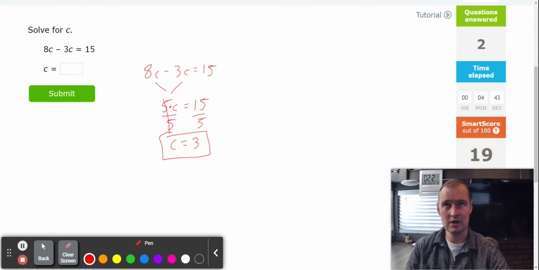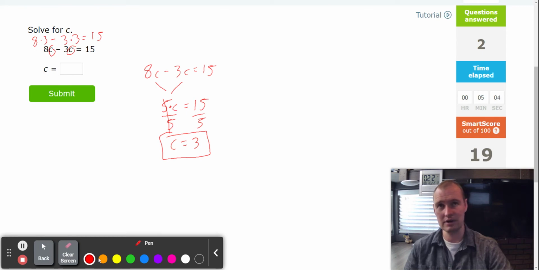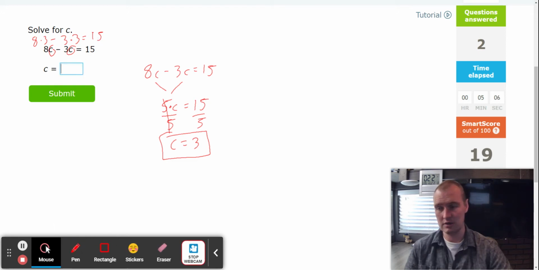Once again, we could check it. We could do 8 times 3, subtract 3 times 3 equals 15. Where do these extra 3's come from? Everywhere I see a c, I'm going to call that 3 because that's what c is equal to. So 24, because 8 times 3 is 24, minus 9 is equal to 15. So that works out. So c for sure is equal to 3.